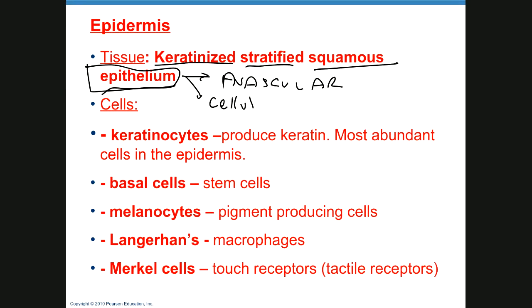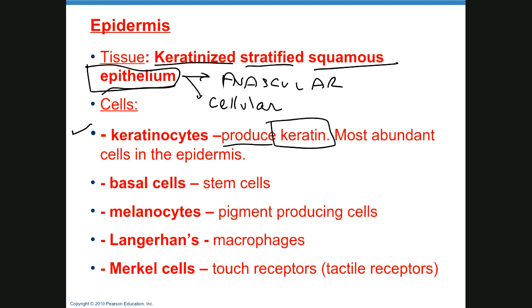So what we're going to have in this tissue is thick layers of cells. Most of the cells are going to be keratinocytes. These are the most abundant of the cells found in the epidermis. They're called keratinocytes because these are the cells that produce keratin. We'll talk a little bit more about keratin in a few more PowerPoints. You probably know already that keratin is a protein made by these keratinocytes that will give the outermost layer of the skin its characteristics.